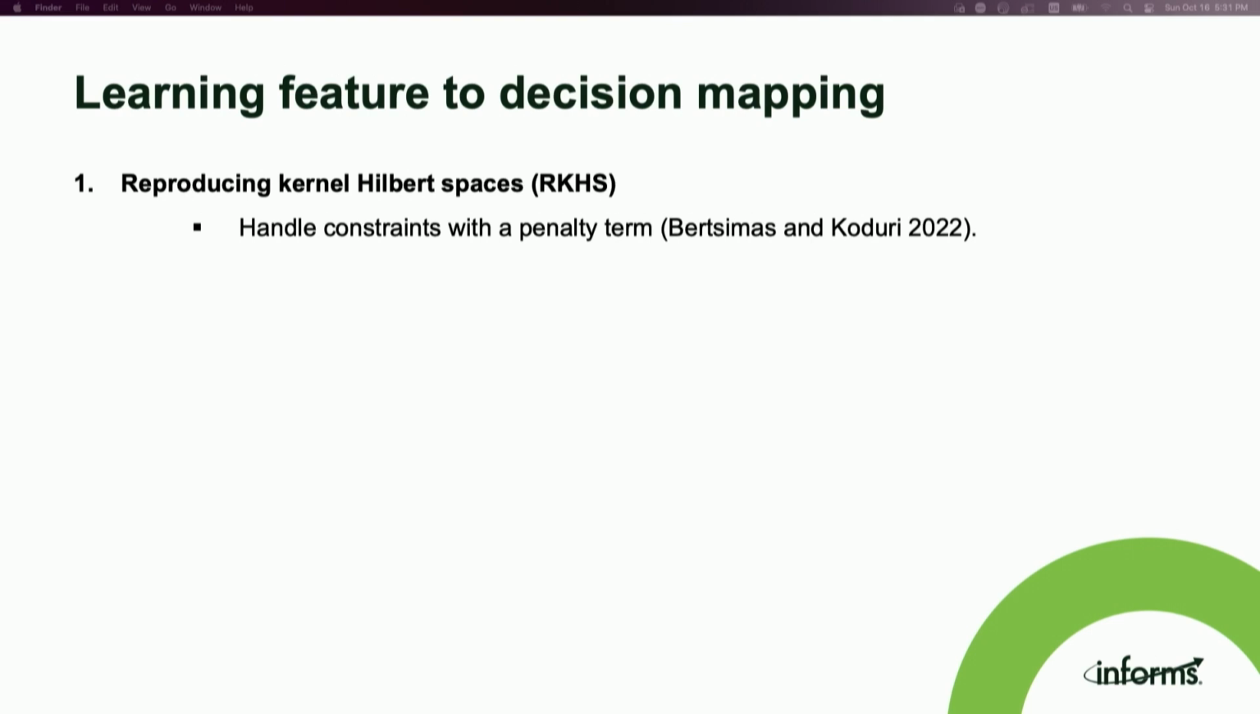One way of learning this feature to decision mapping is to use reproducing kernel Hilbert spaces. There is a recent work that mostly focuses on unconstrained cases. When there exist constraints, the authors handle it with a penalty term. They also provide a performance guarantee, but the performance guarantee also depends on the coefficient of the penalty, which could be large if we intend to force the feasibility. And another trend is to learn this mapping using a neural network.